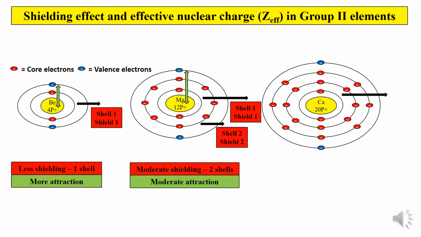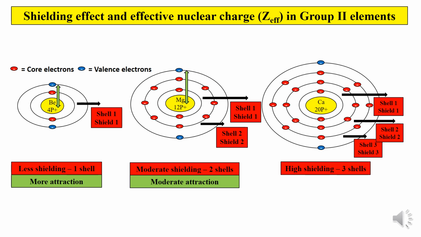In case of calcium, the first shell contains 2 core electrons acting as shield 1. The second shell contains 8 core electrons acting as shield 2. And the third shell containing 8 electrons acts as shield 3. Now this results in high shielding as the total number of shells containing the core electrons is 3, and this leads to less attraction between the 20 protons in the nucleus of the calcium atom and the 2 valence electrons present in the outermost shell.